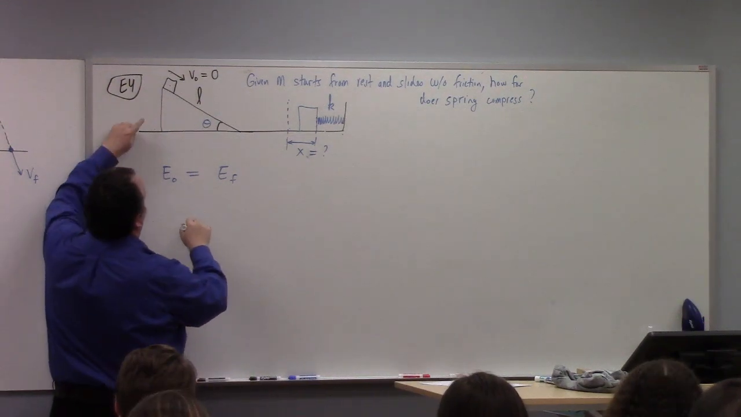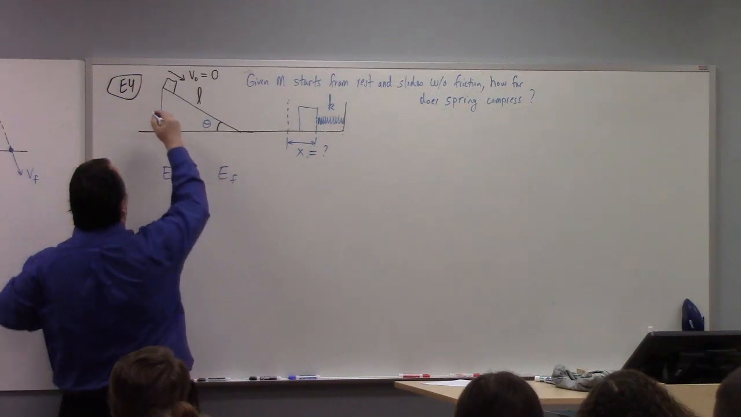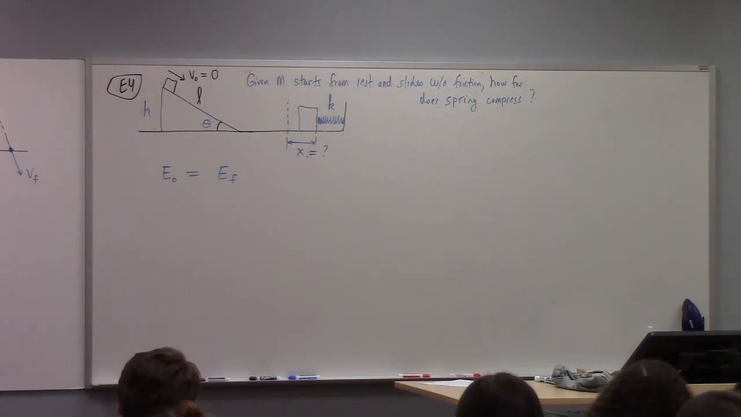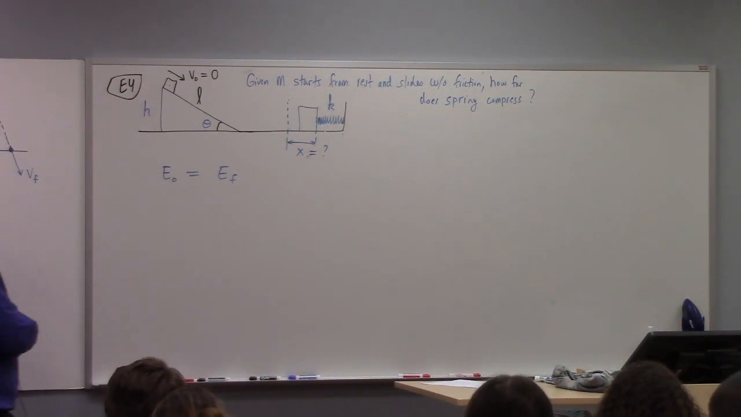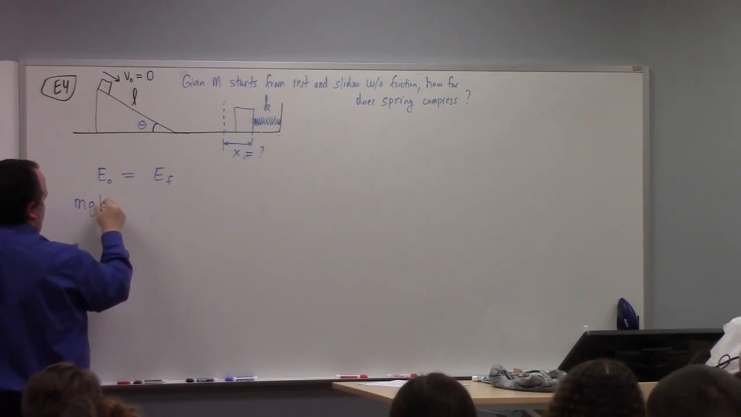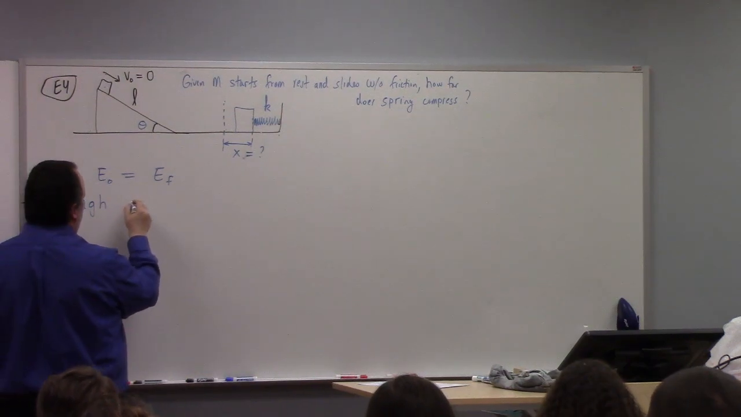So we have M, what's the height though? As you can see, we now have to figure out what's H in terms of L. L is given. So we've got mgh as my initial energy, right? But what is H? Can you guys tell me?